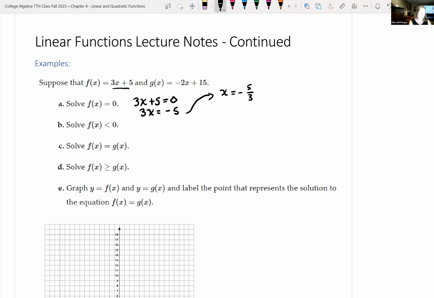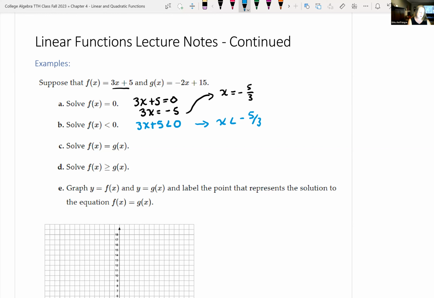So solve f of x less than 0. As long as we didn't divide or multiply by a negative number while solving, the inequality sign is going to stay the same. If we divide by a negative, then we have to flip the inequality. I noticed when I solved for x here, I just subtracted 5 and divided by a positive, so that keeps the inequality the same. Setting 3x plus 5 less than 0, we get that x is less than negative 5/3.